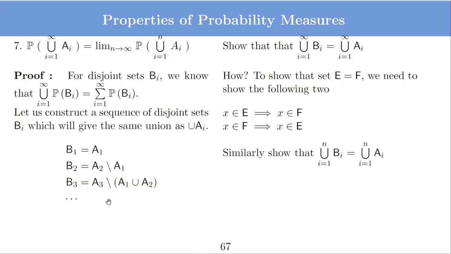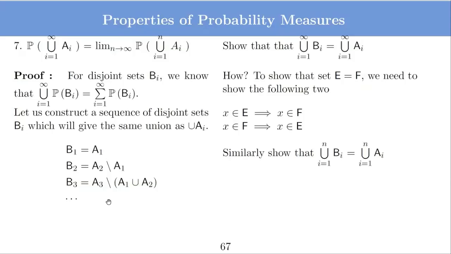Now for the other side, I have to prove that if something is in the union of Ai, it should be in the union of Bi. If an element is in the union of Ai, it needs to be in one of the Ai. If it is in Ai, it needs to be either in Bi or one of the sets before that. By this argument, you can prove that the countably infinite union of Bi is equal to the countably infinite union of Ai. Similarly, you can also prove this for the finite union: for i equal to 1 to n, the finite union of Bi is equal to the finite union of Ai, by the same argument.